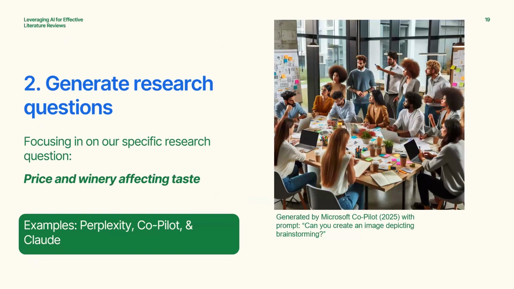Okay, so generate research questions. Out of those, I want to focus on the price and the winery affecting the taste. So this is the area I want to focus on. I want to use some of these tools to get me a little bit closer to coming up with a research question. Some examples for these, you can use Perplexity or Copilot or Claude. Again, I have all these listed later on, and you can look at and try some of these out for yourself. There isn't really time during this session to do that, but I'll show you a little bit more detail in a second here.